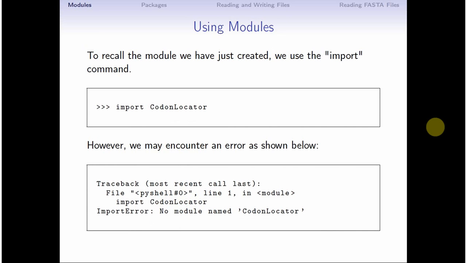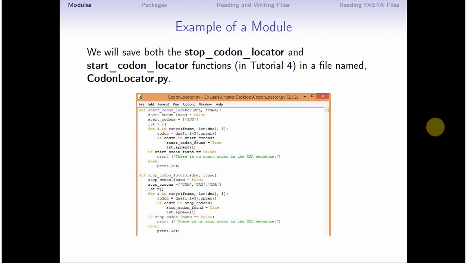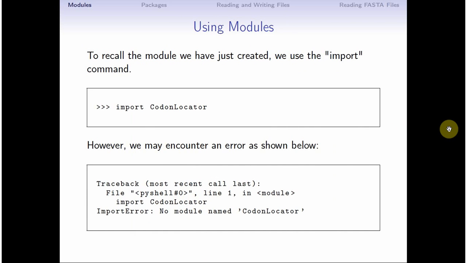After you save it under your desktop or wherever, and you want to recall it, you can simply use the import function. However, if you press import, you'll come out with this error. Why is that so? As long as you save this, you can import and use all the functions inside. If you import this local codon locator, you can use these two functions that you have created. Usually people put all the similar ones into one file, as I said, so you can use all the functions inside. But you can encounter an error.